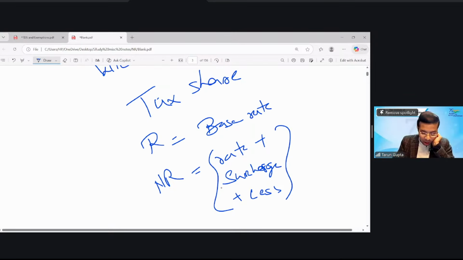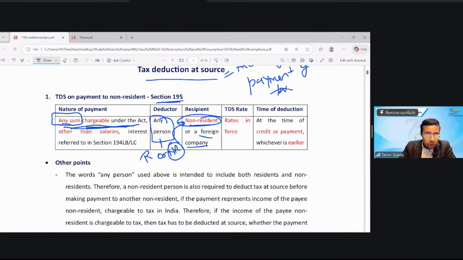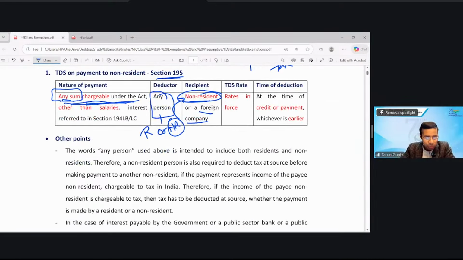In case of resident, it's only in case of salary TDS that tax is deducted inclusive of surcharge and cess. For all other sections, tax is deducted on the base rate. But in case of non-resident, the base rate is to be increased by the applicable surcharge and cess while deducting TDS. Okay. So, Section 195 says any sum chargeable under the Act is required to be subject to TDS.